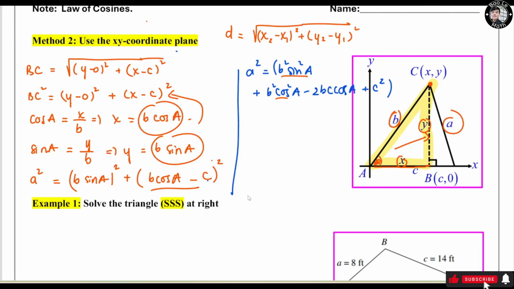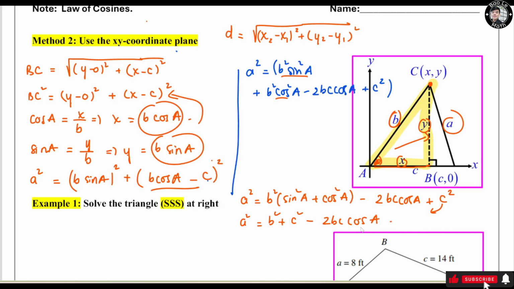So we have A squared equals B squared times (sine squared A plus cosine squared A) minus 2BC cosine A, plus C squared. Now, sine squared A plus cosine squared A equals 1. So A squared equals B squared, I bring this one to the front, plus C squared minus 2BC cosine A. So the first formula has been proved.